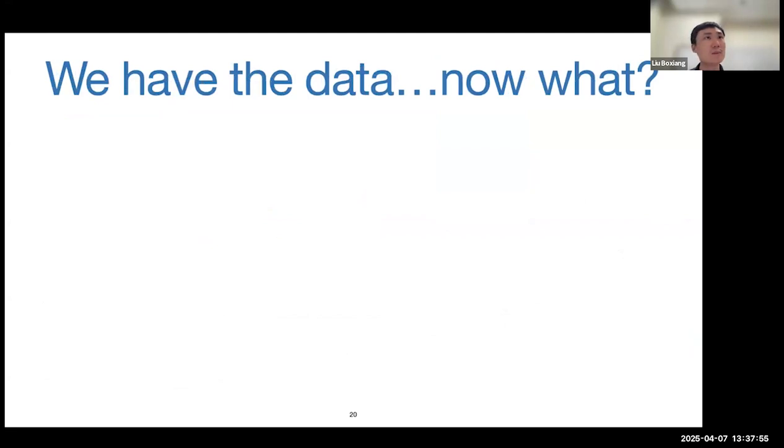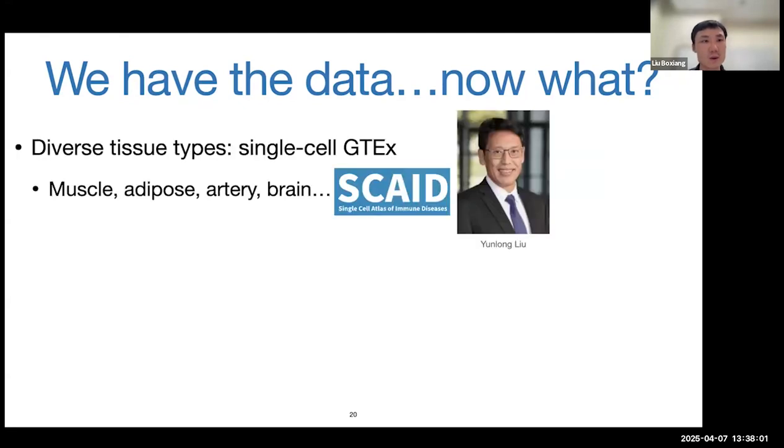So we have the data now, but what we should do with the data is the key question. I think there are three pillars of work we need to do next, right? Most groups are sampling PBMCs, for good reasons, because PBMCs are easy to sample, but we need to look at further diverse tissues, for example the brain, the artery, the heart, the muscle, the adipose. For example, our friend Do Yunong here in Indiana is doing amazing work on brain single cell QTLs.